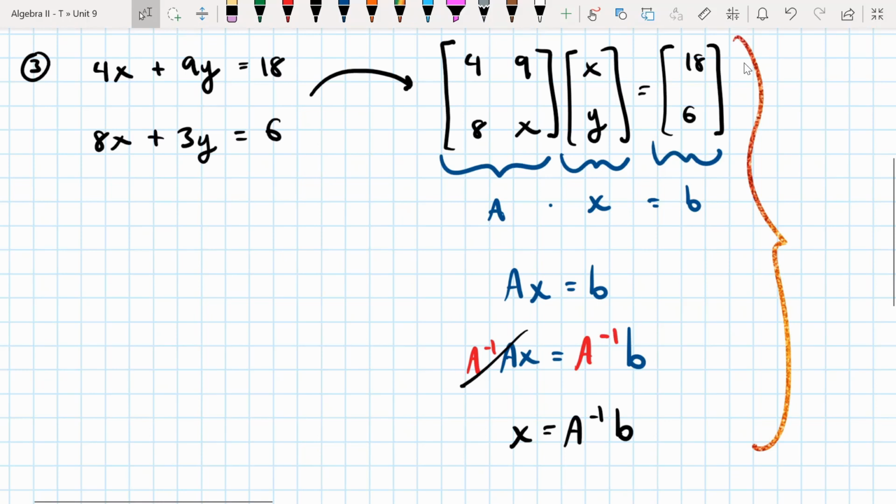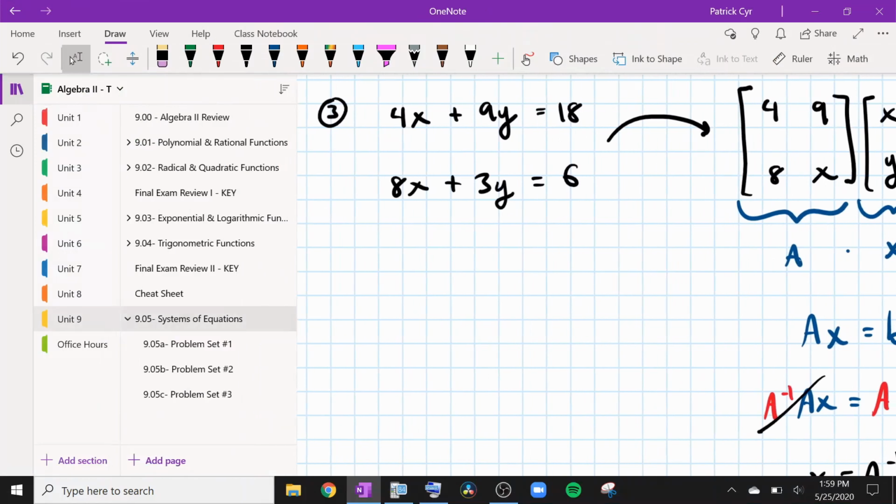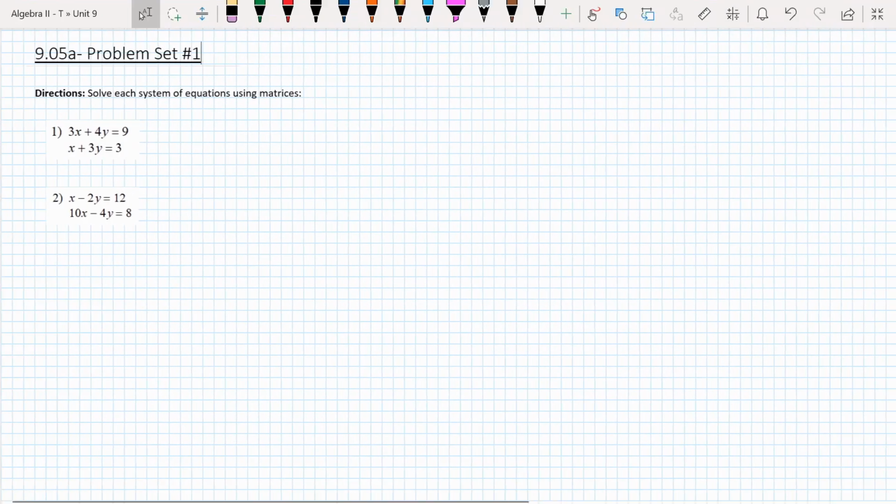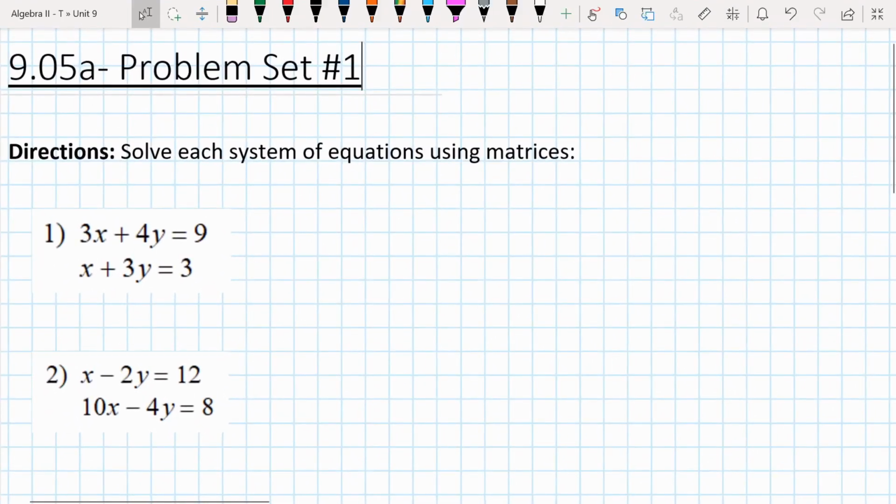Okay, and what we're going to do in this video is practice this process right here. And I'm going to show you a couple of useful tricks on the calculator that will make solving systems of equations pretty easy, I think, as long as you know how to do it in the calculator. So let's start with problem set number 1. We're going to work our way up. So we're going to start with a 2 by 2 system of equations.